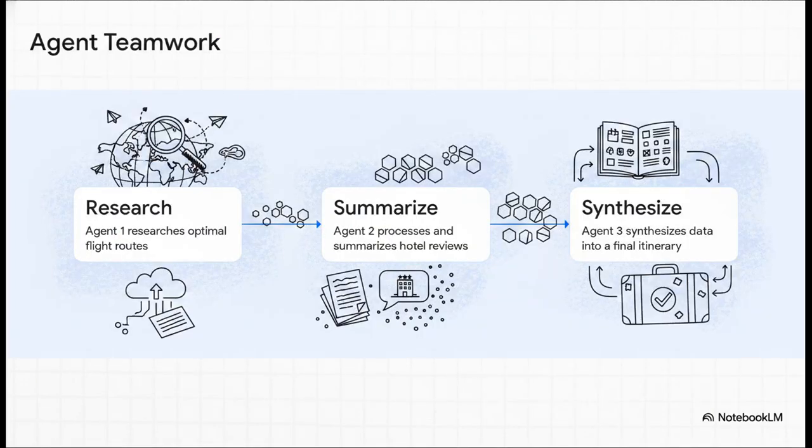Let's see how this multi-agent collaboration actually builds in reality with our Rome trip. In a system powered by these frameworks, you aren't just sending one isolated query and waiting. You're triggering an intelligent chain reaction. Agent 1, which is optimized for web research, finds the cheapest flight routes to Rome and passes its data to Agent 2. Agent 2, optimized for high-volume data processing, summarizes thousands of hotel reviews and passes that data to Agent 3. Finally, Agent 3 synthesizes all that complex data into your perfect, fully customized Italian itinerary.